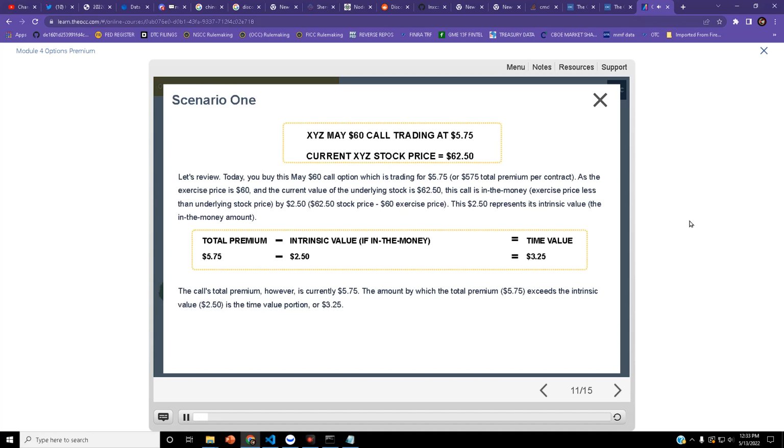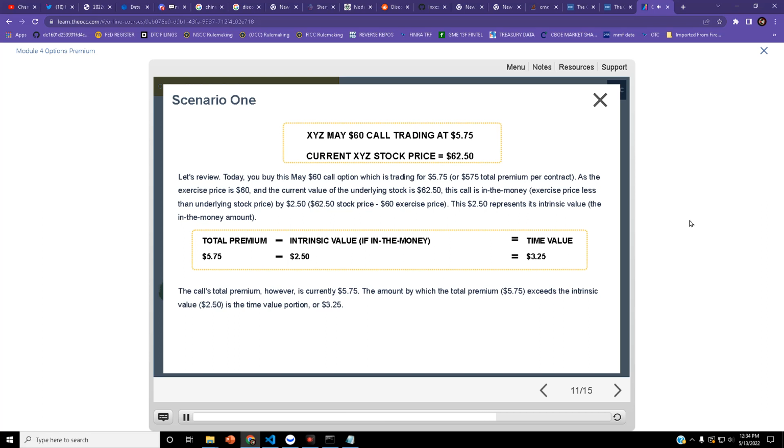A May 60 strike call option is trading for $5.75. With shares trading at $62.50, this call is in the money by $2.50, as the strike price of $60 is $2.50 less than the stock price. This in the money amount also represents the intrinsic value of the call. However, as the total premium is $5.75, the amount by which the total premium exceeds the in the money amount is the time value portion, or $3.25 in our example.